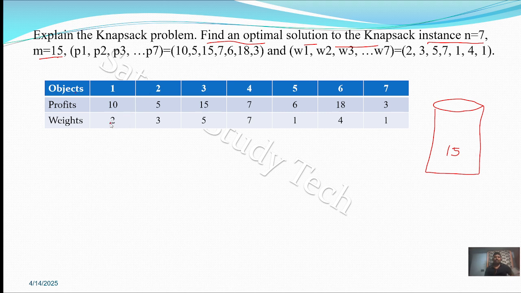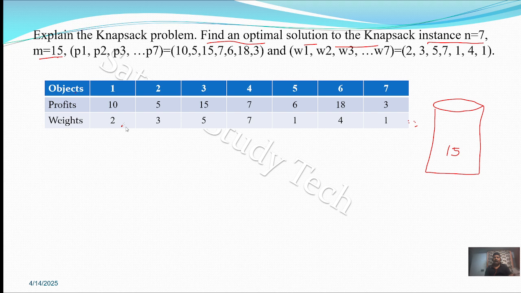What is the total weight of the 7 objects? Here you can see 2 plus 3 is 5, 10, 17, 18, 22, 23. So the total is 23 kgs. But the capacity of the bag is 15. So that is the problem: you must choose the objects so that you get the maximum profit.